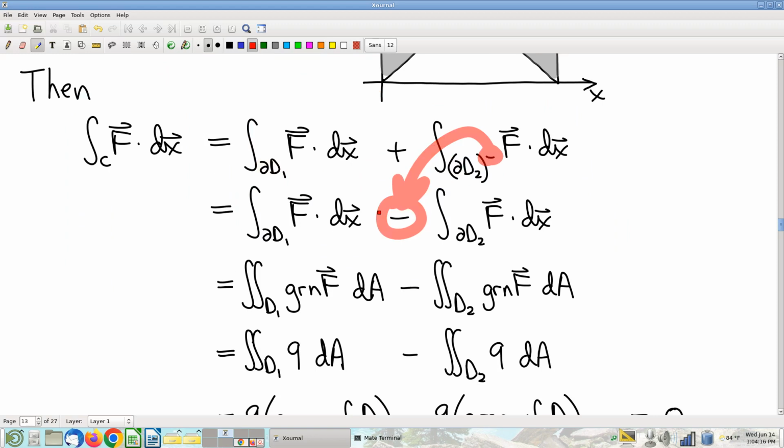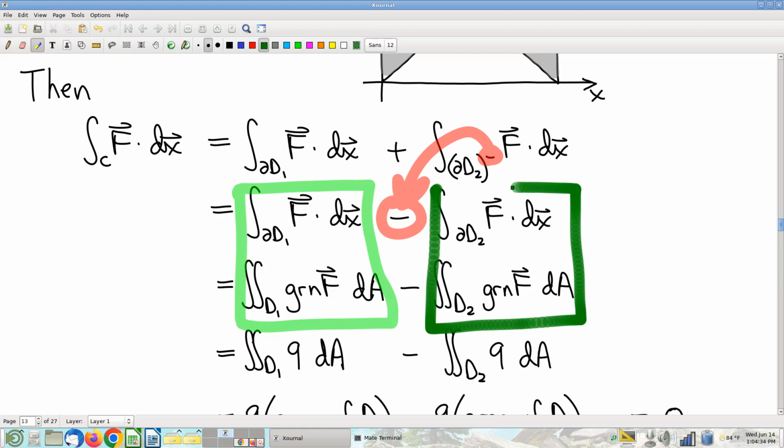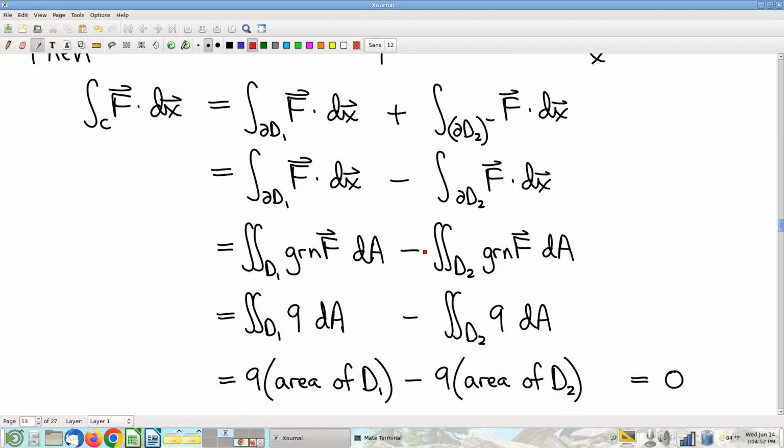And now I literally have 2 boundary circulations. Green's theorem tells me that this first boundary circulation is that double integral. Green's theorem tells me that this second boundary circulation is that double integral. And of course, don't forget your minus sign, right? The minus sign persists. So don't forget that minus. Everybody on board? Cool. Not much to it here.